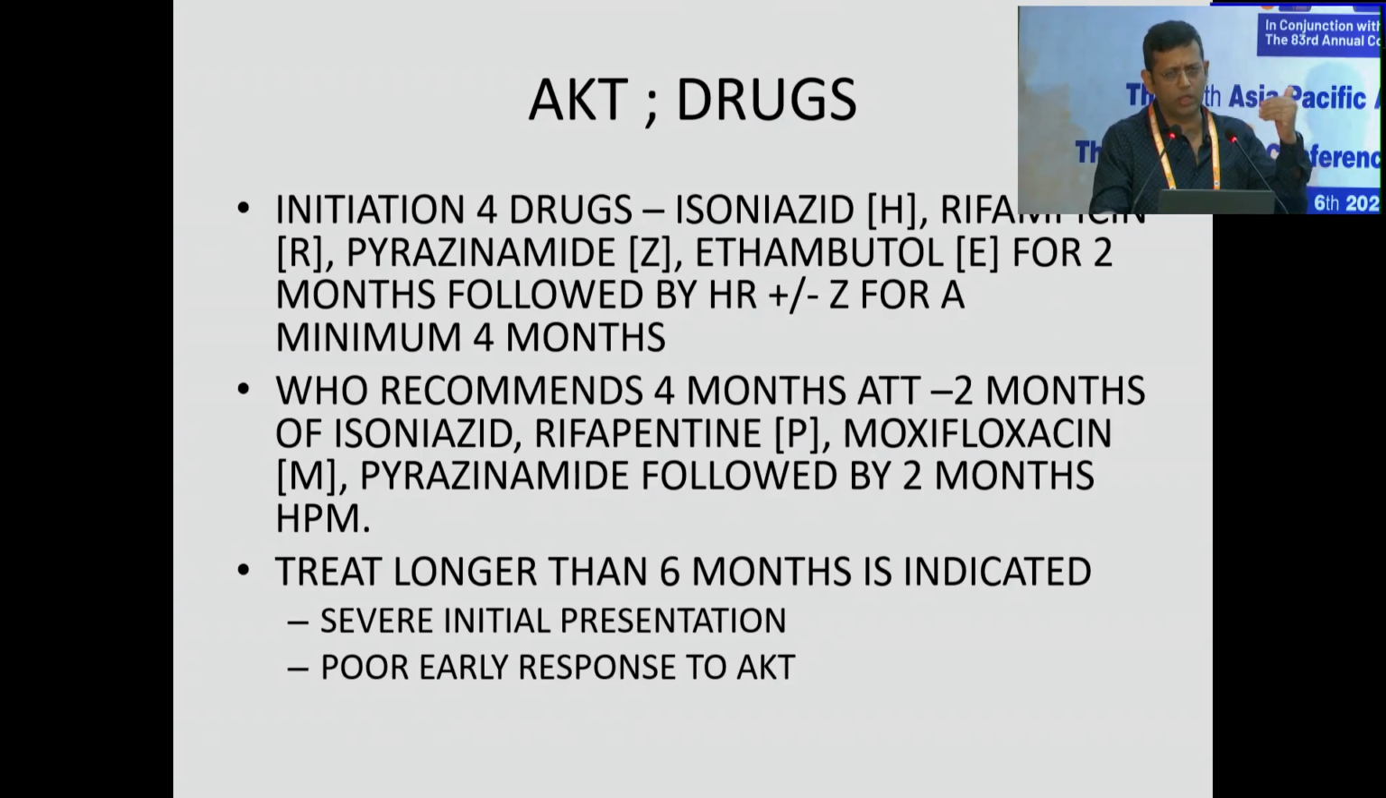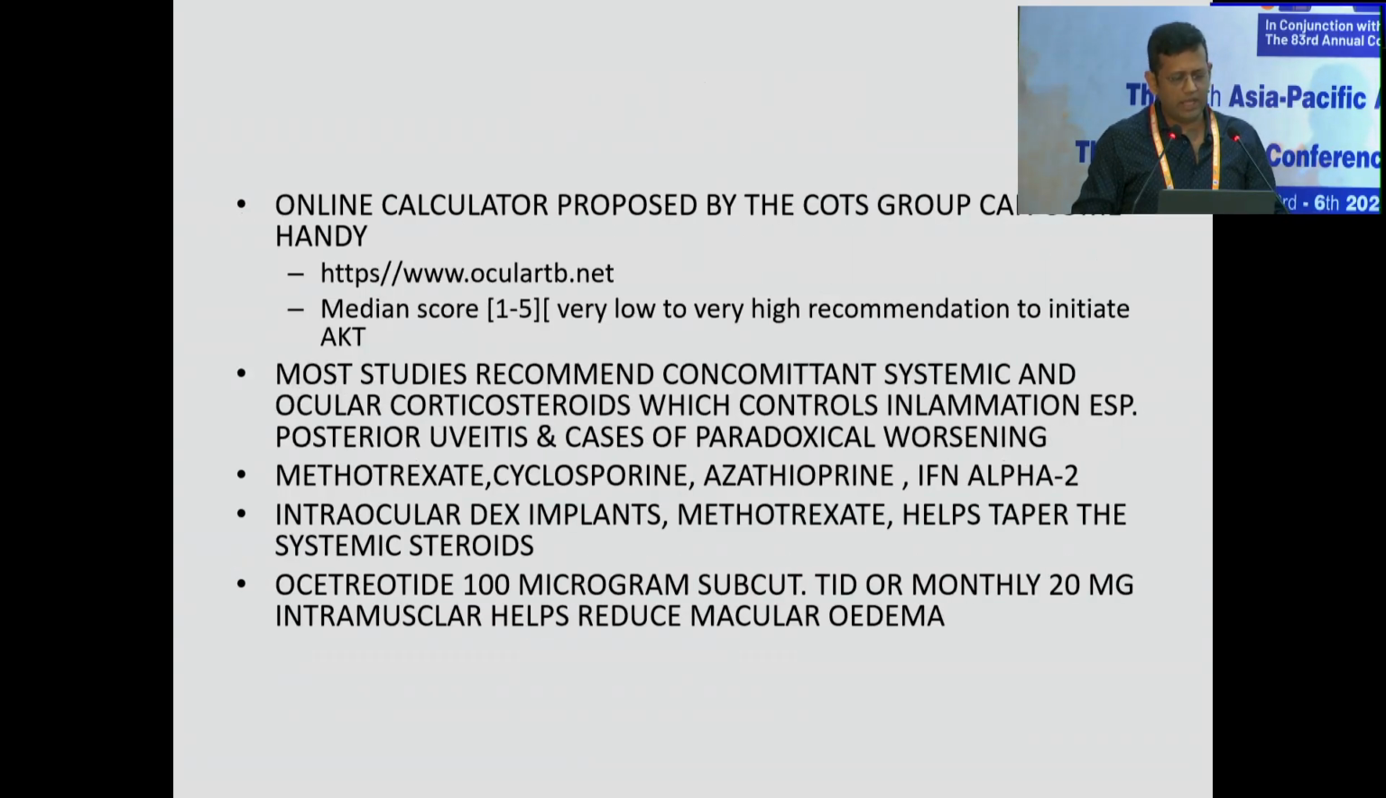But most of the groups that have been studying TB uveitis always propose that you try to extend the treatment. Once you get a good response with AKT, don't stop at 6 months. Continue for 9 months or 12 months, because that is where you are able to control the disease properly, and the chances of relapse are far less if you treat them for a sufficiently long period of time. And there are so many online calculators which you could use, that I have mentioned one over there, to find out the median score and then decide whether to recommend the patient for AKT or not.